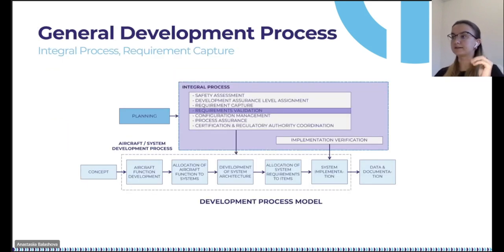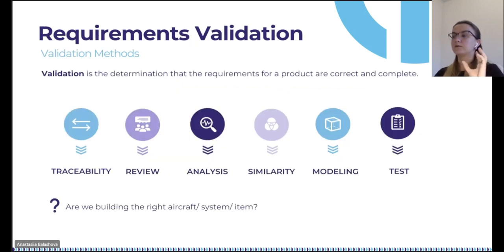After requirements are established, we can start the requirement validation process. Validation is the determination that the requirements for a product are correct and complete, and the process answers the question: are we building the right aircraft, system, or item? Several methods may be needed to support validation.